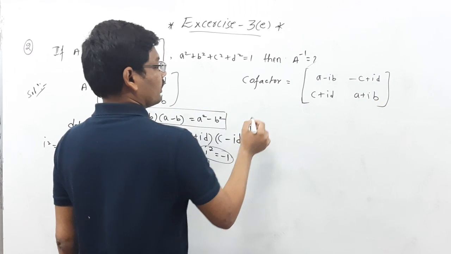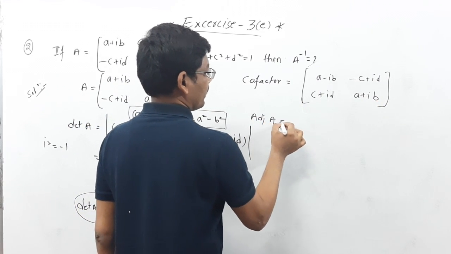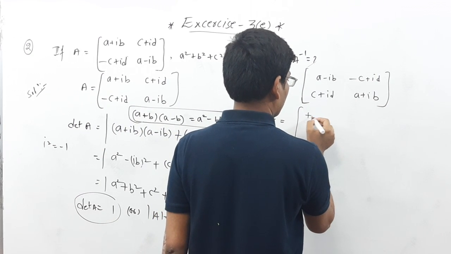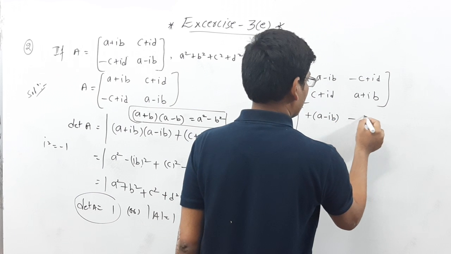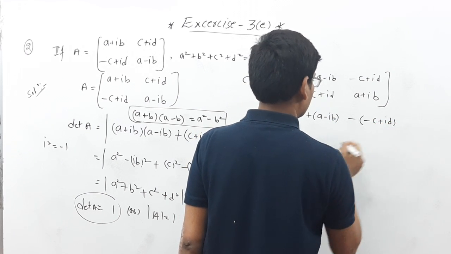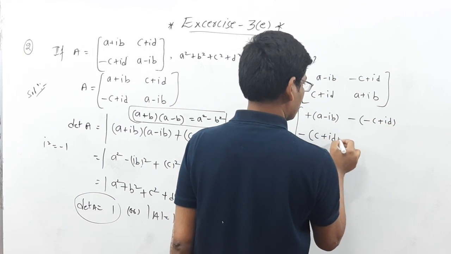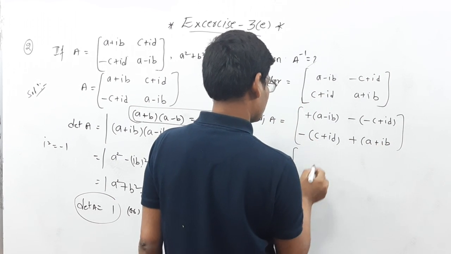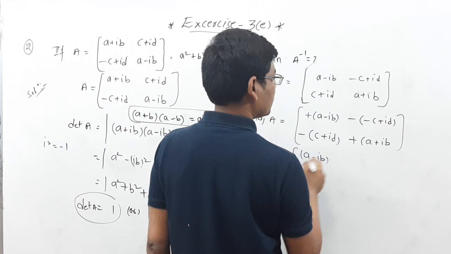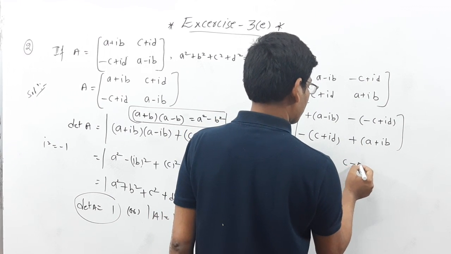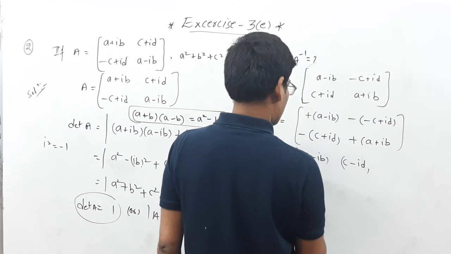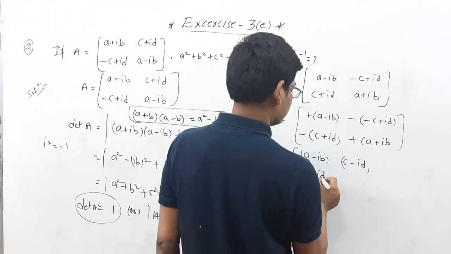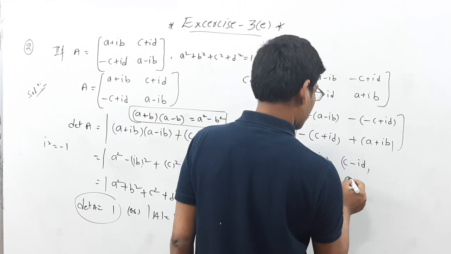And next we need to find the adjoint of A. If you want to find adjoint of A, we just need to change the signs here: plus of A minus IB, minus of C plus ID, and minus of C plus ID, and plus of A plus IB. Now multiply here, A minus IB as is common, and if you multiply C minus ID, this is the value, and minus C plus ID, minus C minus ID, and here A plus IB.